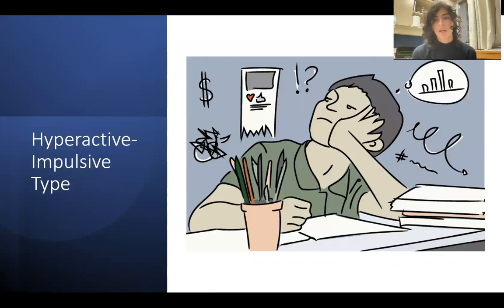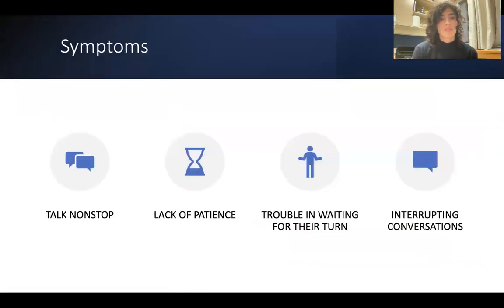And hyperactive type symptoms are as following again. They can talk nonstop. They have lack of patience. They may have trouble waiting for their turn, and they usually and frequently interrupt conversations. Actually, my brother has this disorder too, and when I see these symptoms, I can understand him actually.